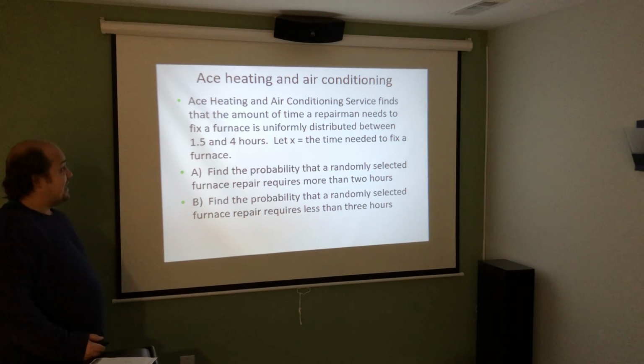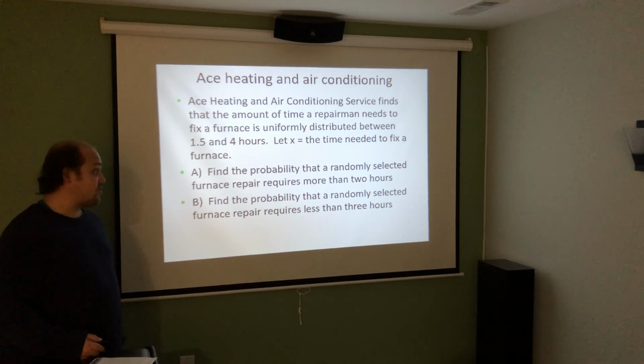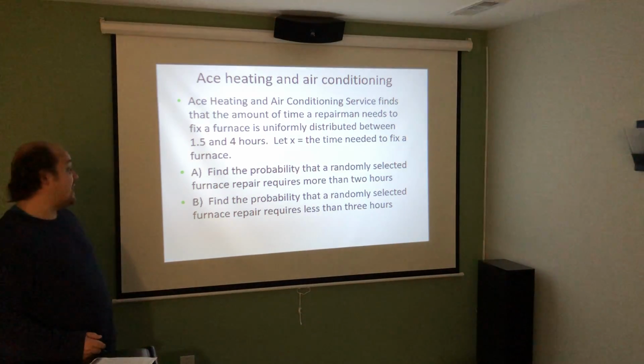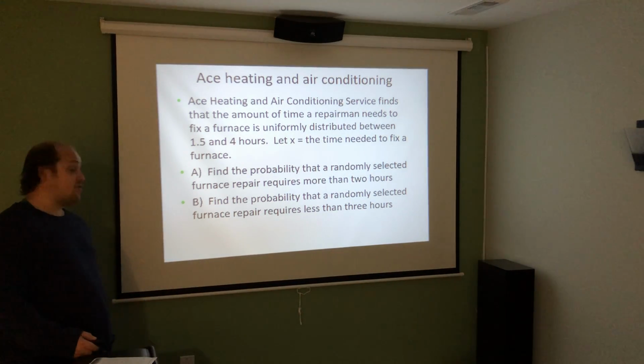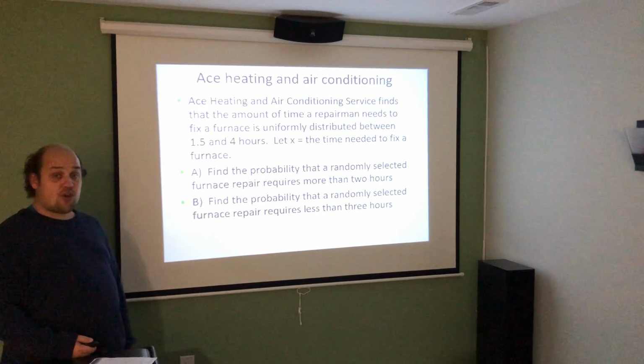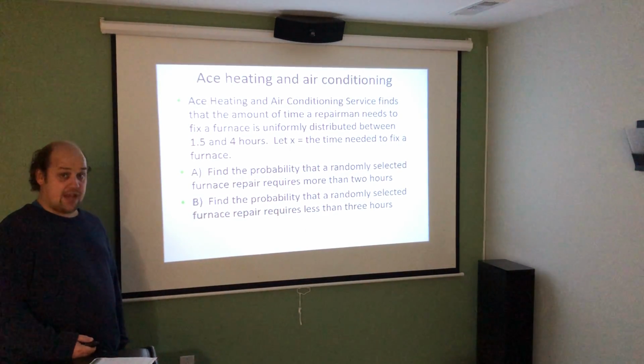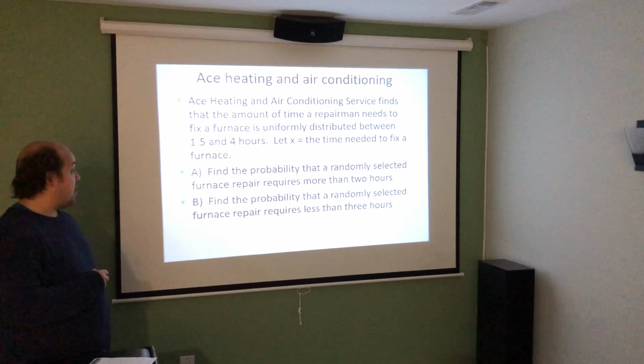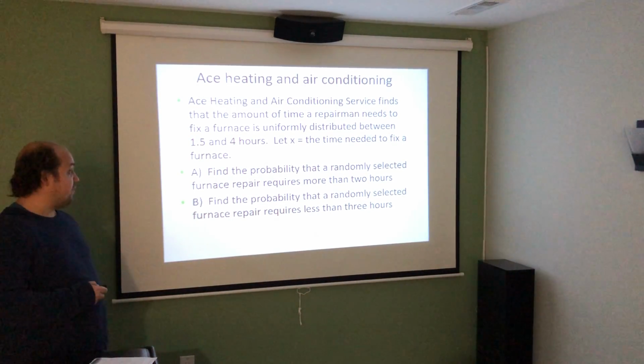Let's say ACE Heating and Air Conditioning Service finds that the amount of time a repairman needs to fix a furnace is uniformly distributed between 1.5 and 4 hours. Let X equal the time needed to fix the furnace. We want to first find the probability a randomly selected furnace requires more than 2 hours, and then the probability a randomly selected furnace requires less than 3 hours. To do it, what I recommend is starting by drawing your box. So my box should start at 1.5 and go up to 4.